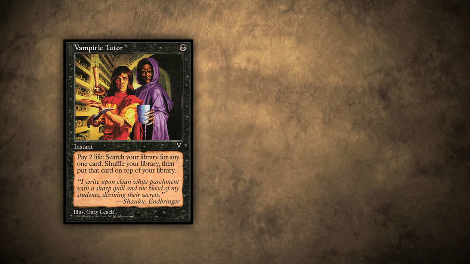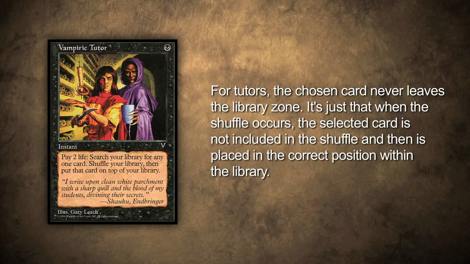So next, let's take a look at some comprehensive rules regarding shuffling. When searching for cards with things like Vampiric Tutor, the searched card never technically leaves the library zone. It's just that when the shuffle occurs, the selected card is not included in the shuffle, and then is placed in the correct position within the library.